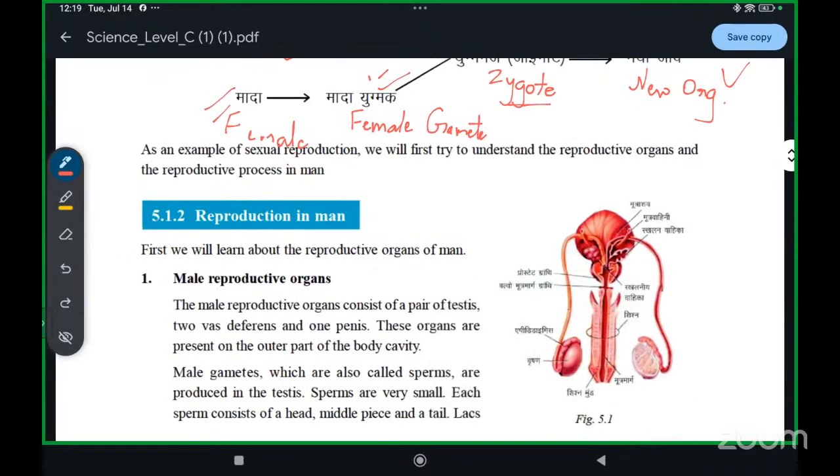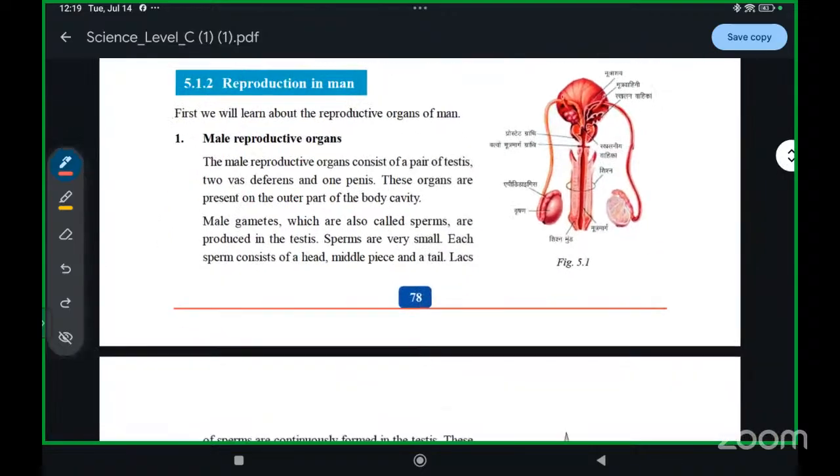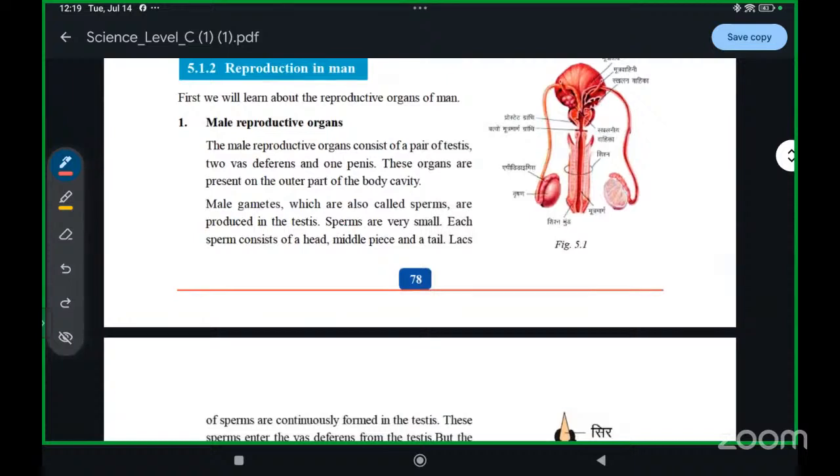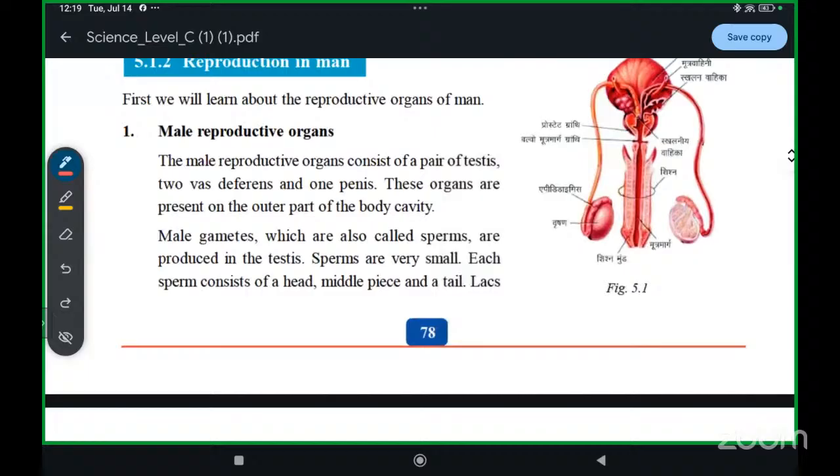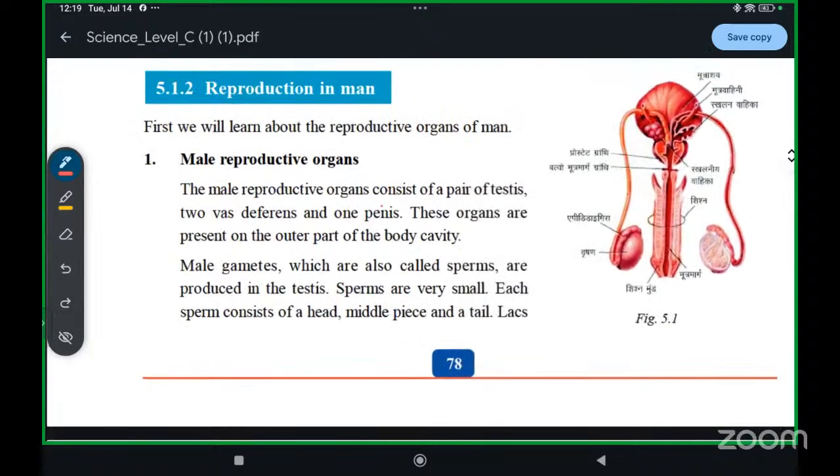As an example of sexual reproduction, we will first try to understand the reproductive organs and the reproductive processes in men and women, and how they work. First we'll see the male reproductive organs and then the female reproductive organs. The male reproductive organs consist of a pair of testes, two vas deferens, and one penis. These organs are present on the outer part of the body cavity. Three main parts we have: the testes, vas deferens, and one penis.